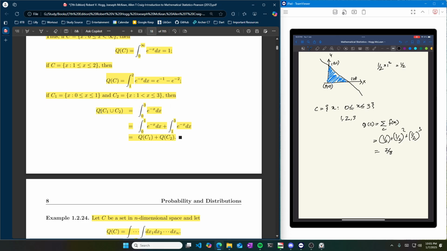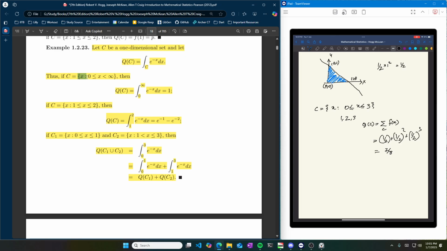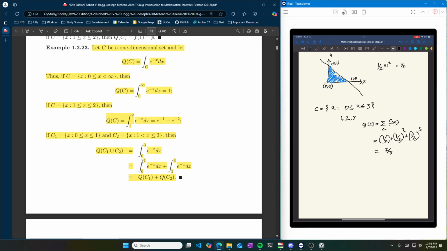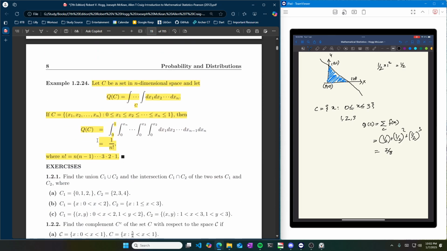Now you have to see, when we're integrating and unioning the space, we are taking the union of the range of x. We are including both of the ranges, 0 to 1 and 1 to 3. That is why this calculation is happening, which is exactly the same. That's what they're showing.